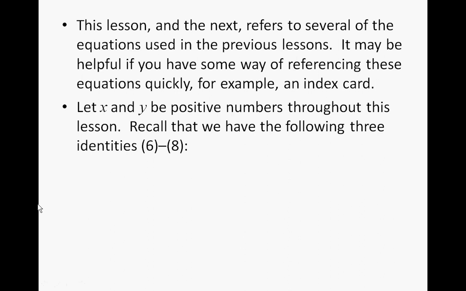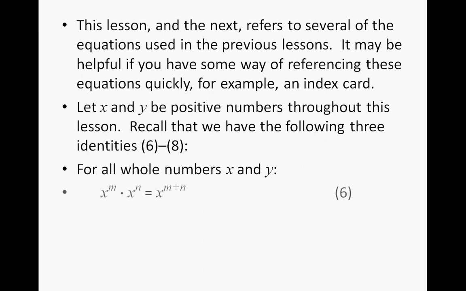Let x and y be positive numbers throughout this lesson. Recall that we have the following three identities, and this is 6 through 8. So for all whole numbers x and y, notice how x to the nth power times x to the nth power, we can add the exponents, because this is for all whole numbers, so that includes 0, which is from the previous lesson. So that is going to be called equation number 6.